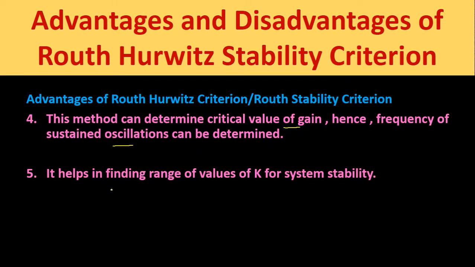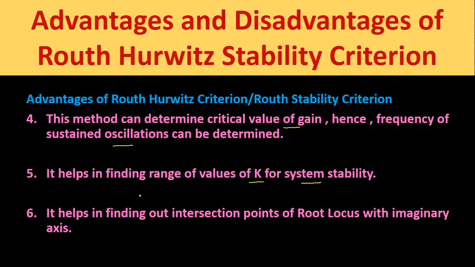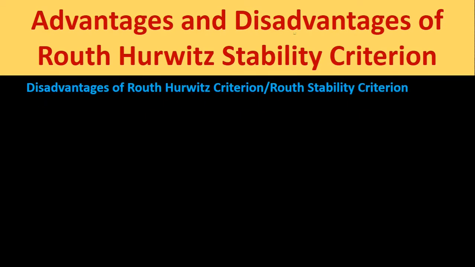Fifth one, this method helps in finding range of values of K for system stability. Sixth one is, this method helps in finding the intersection points of the root locus with imaginary axis. Now we are going to discuss the disadvantages of Routh Hurwitz stability criteria.